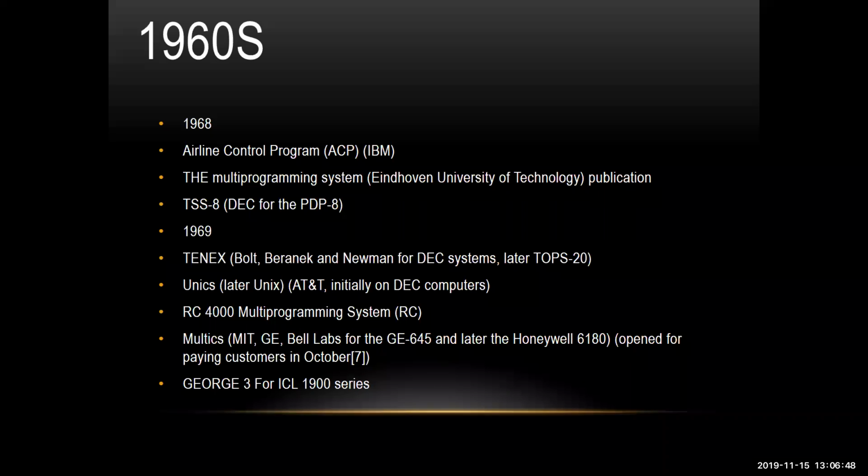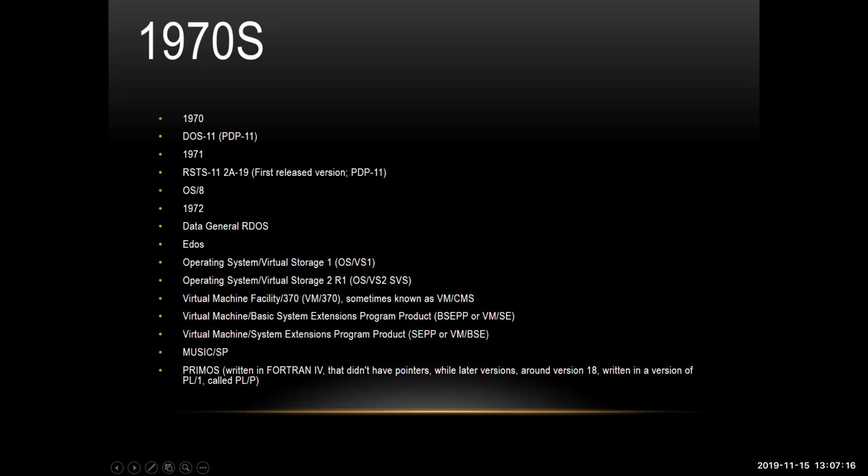And then we had the RC 4000 multi-programming system. We also had Multics. It is an influential early time-sharing operating system, which is based on the concept of a single-level memory. Virtually all modern operating systems were heavily influenced by Multics. And then George 3 for the ICL 1900 series. And then during the 1970s, we had the DOS-11.